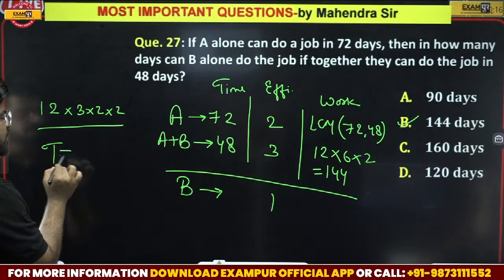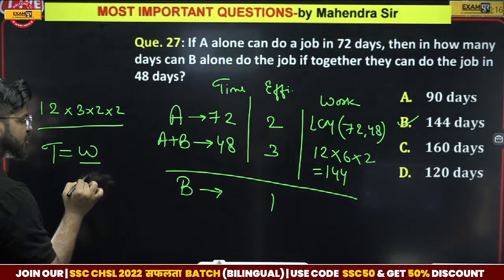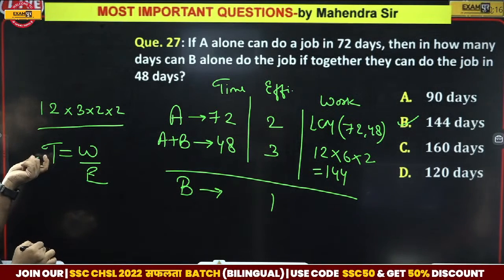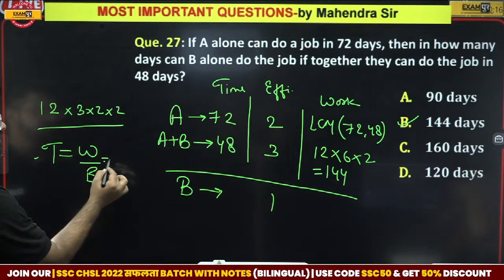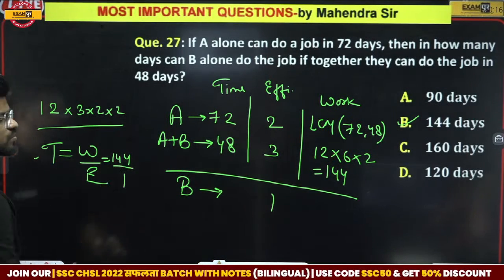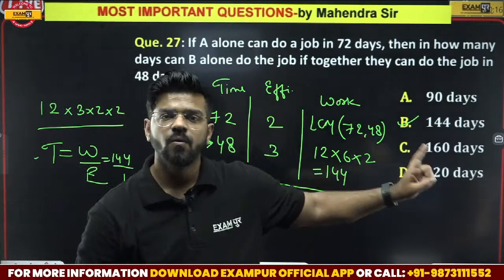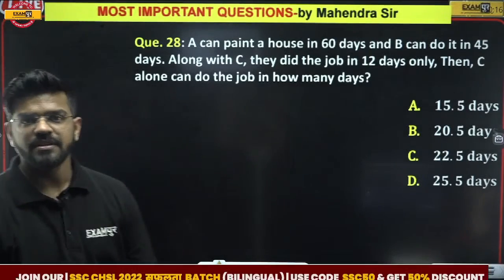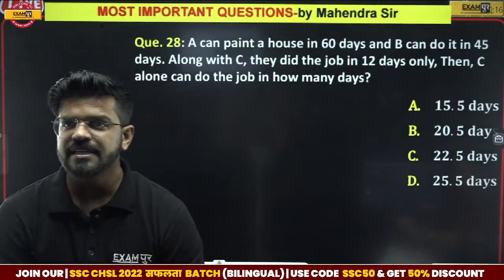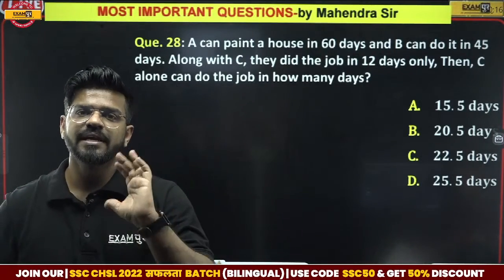So what is the formula? The formula is time is equal to work upon efficiency. Work is 144, and efficiency is 1. So this is how we will get 144 as the answer. So tell me the answer for the next question. Okay, Divya Teja is there and 144 is absolutely correct. Very good.